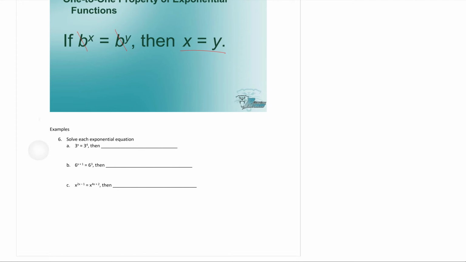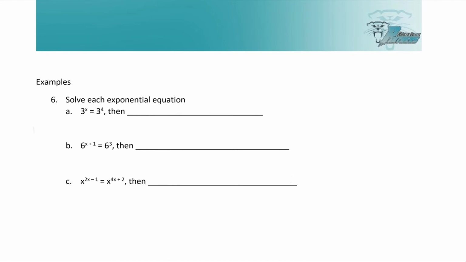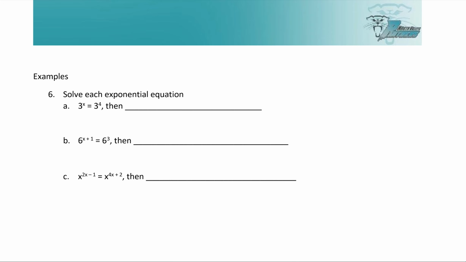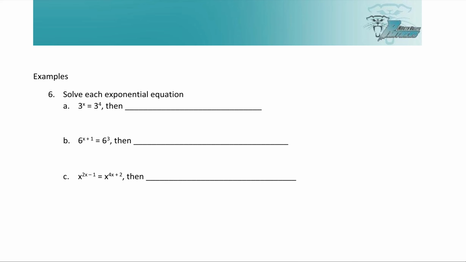Well, we're going to do the same thing. First, we're going to practice a couple, and then we're going to talk about having to do a different type of change of base. So if we have 3 raised to the power of x equal to 3 raised to the power of 4, again, we drop our base and we set x equal to 4. And in this case, we don't have to solve anything else.